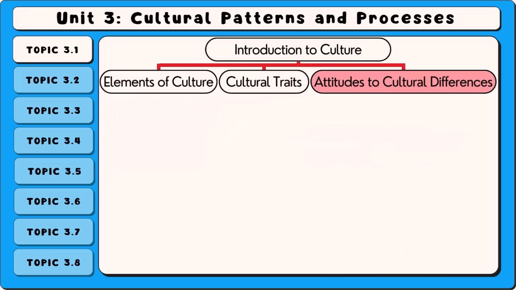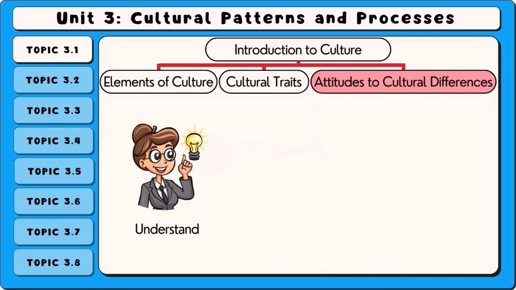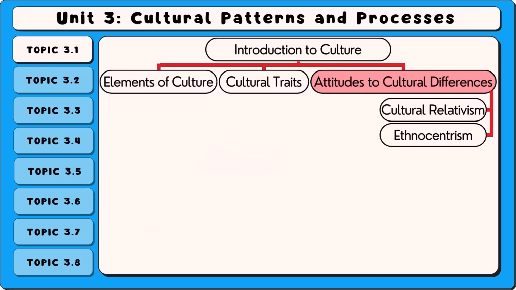Next, let's move on to attitudes to cultural difference. When people encounter cultures different from their own, they react in different ways. These reactions shape how people understand, respect, or judge other groups. Geographers and social scientists use 2 important terms to describe these attitudes: cultural relativism and ethnocentrism.